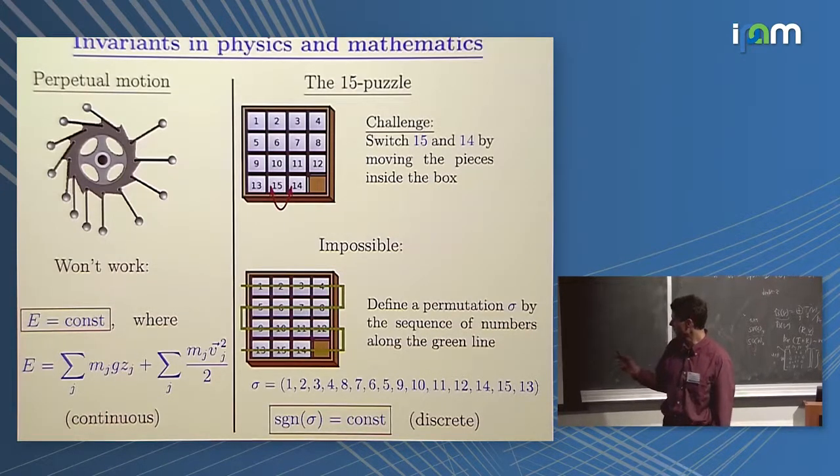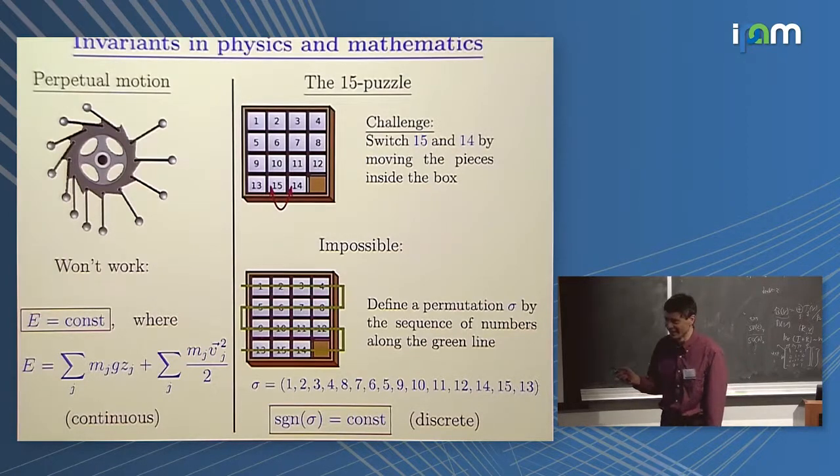And here are different problems that have no solution. This wheel is supposed to rotate by itself, but it won't because there is an invariant called energy. And there is a different kind of invariant.